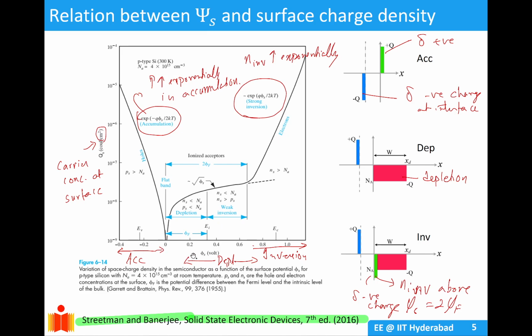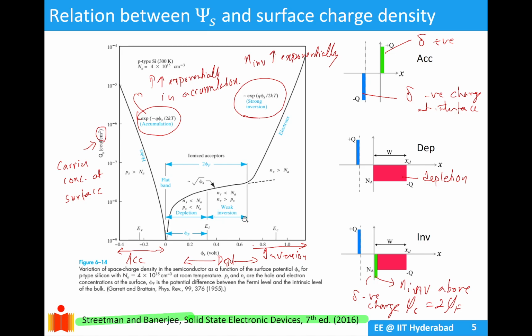So when your surface potential is negative, then it's accumulation. So you see here there's an accumulation of holes. In this region, there's a depletion of holes, and beyond. So in accumulation, your surface holes are greater than your Na. Then in the depletion region, your surface holes are less than Na and surface electrons are also less than Na.